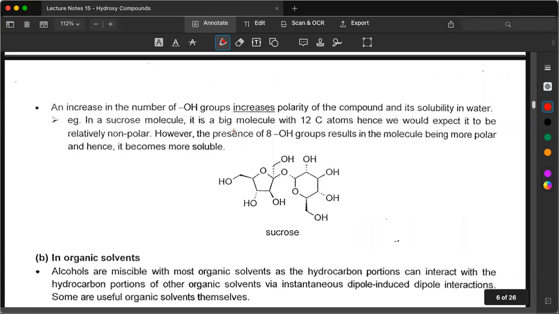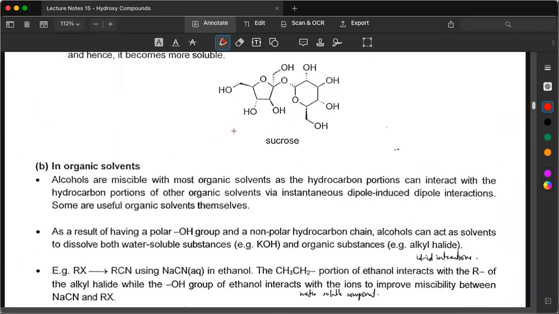An increase in the number of OH groups will increase the polarity of the compound and its solubility in water. So the sucrose molecule is a big molecule with 12 carbon atoms. So we would expect it to be relatively non-polar. The presence of 8 OH groups will cause the molecule to be polar and hence more soluble.